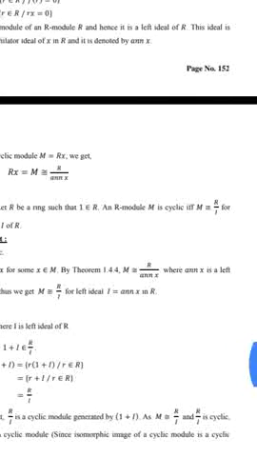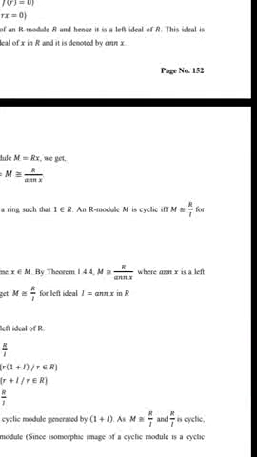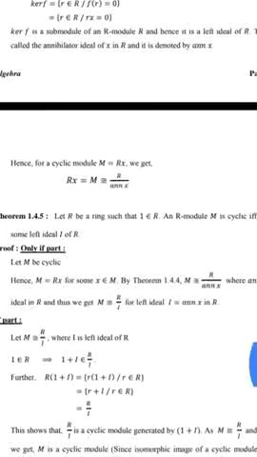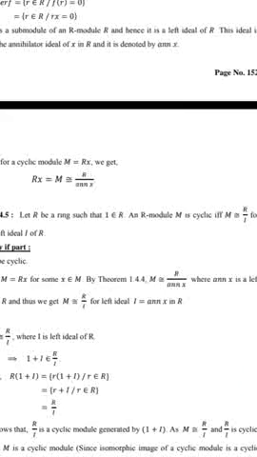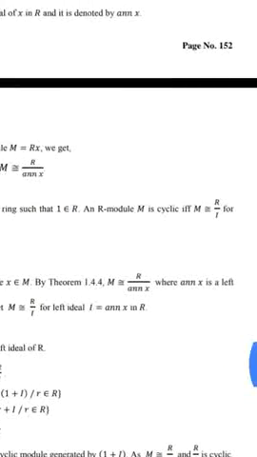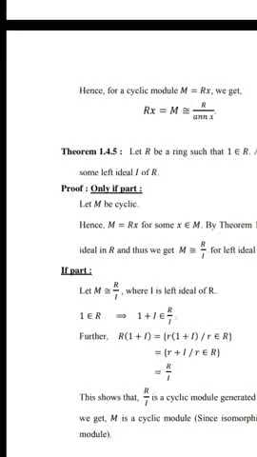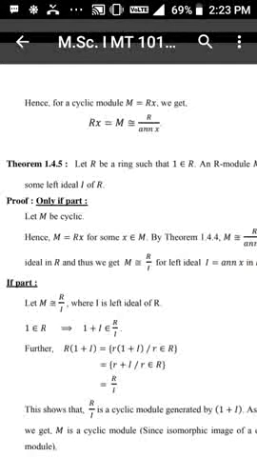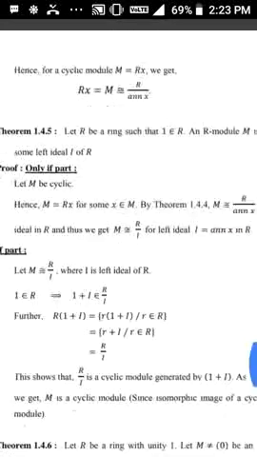An R module M is cyclic if and only if M is isomorphic to R/I for some left ideal I of R. Proof, only if part. Let M be cyclic. Hence M is equal to Rx for some x belonging to M. Therefore M is isomorphic to R/Ann(x), where Ann(x) is a left ideal in R, and we get M is isomorphic to R/I for the left ideal I equal to Ann(x) in R.